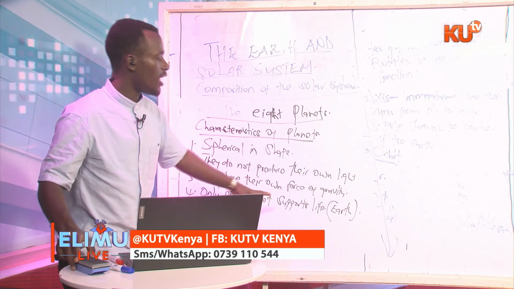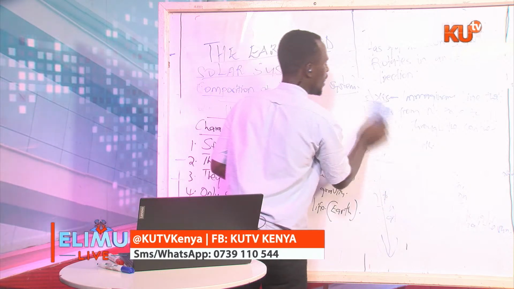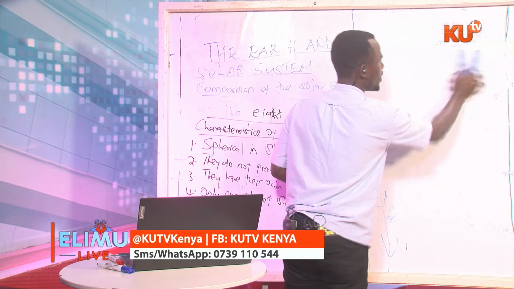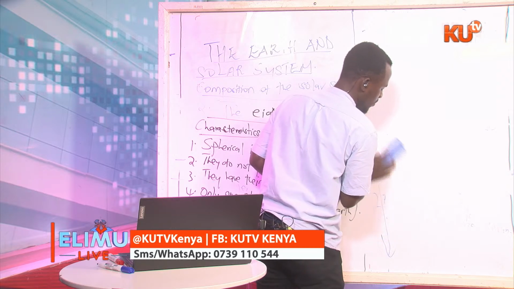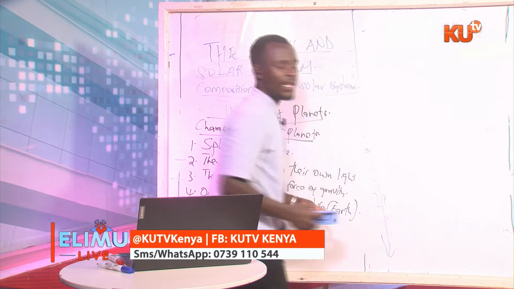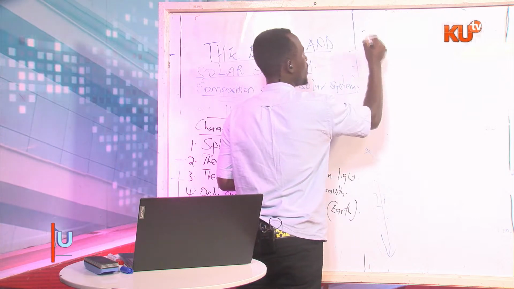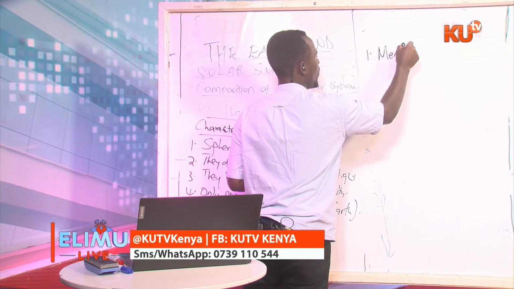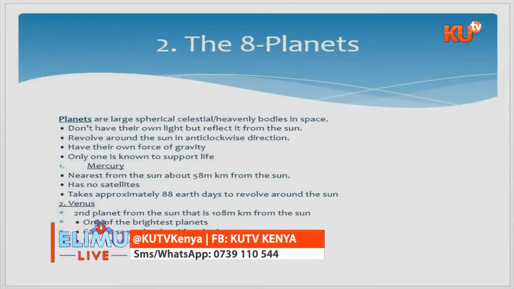Now, let us look at each of the 8 planets with their characteristics. I'll pass by that quickly. Number 1, we have a planet that we call Mercury. Planet number 1 is Mercury.